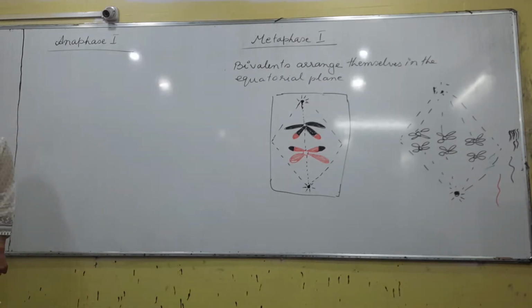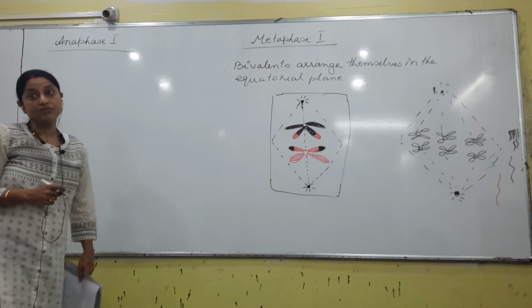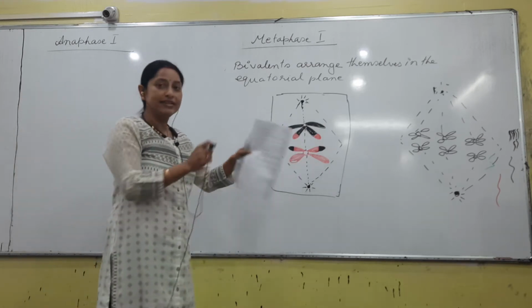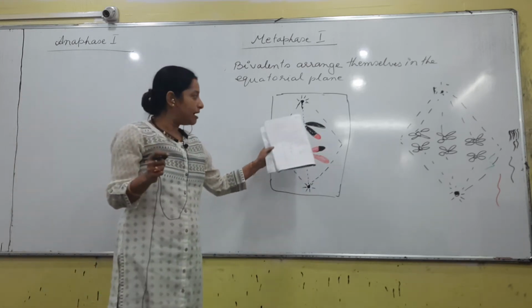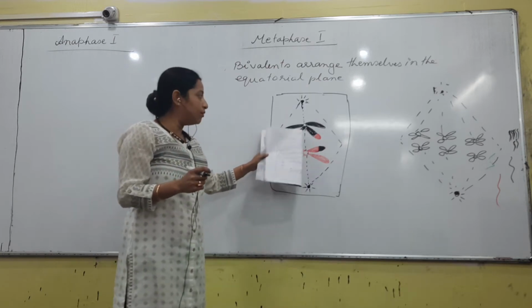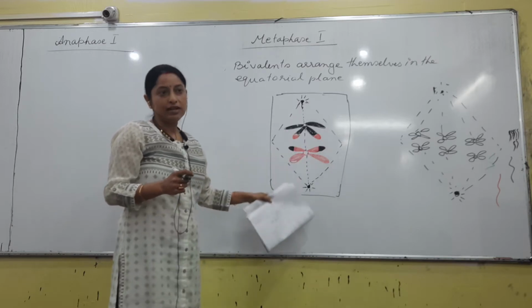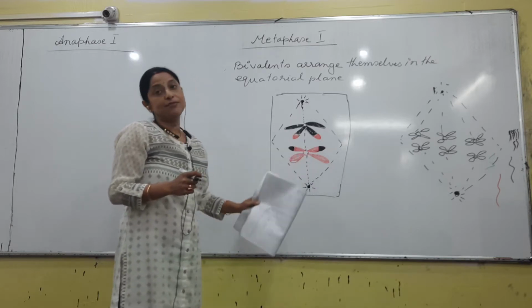Right? So these are the things that occur in anaphase, but the point to be remembered in case of meiosis is the centromere does not split, but the bivalent splits, right? One of the bivalents will move to one pole, the other to the other pole. In this case, the centromere will not split.